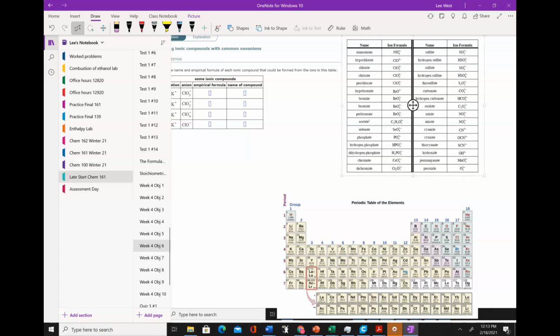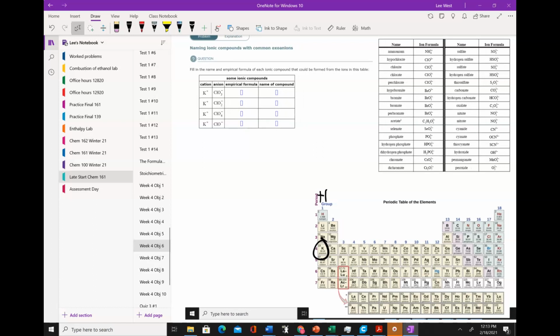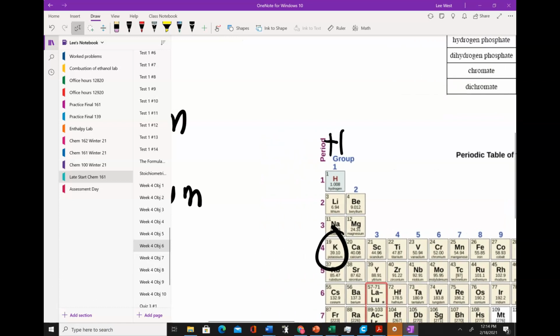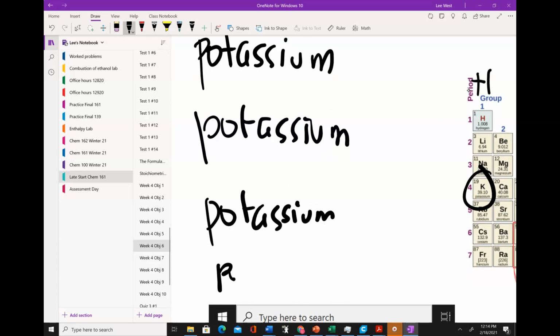And then I want my periodic table because I want to check whether I've got a variable charged cation or not. So in every case here, the cation is the same. It's potassium, and potassium's in group 1. So it doesn't need to have its charge indicated using Roman numerals. So I'm just going to write out potassium 4 times. There we go, potassium.